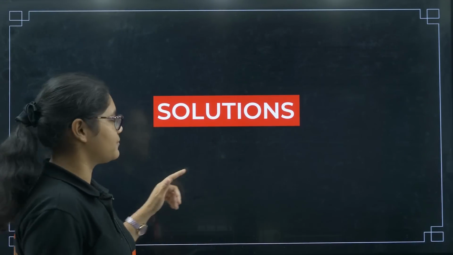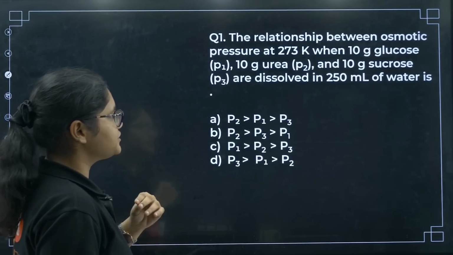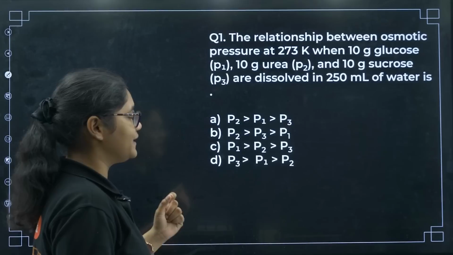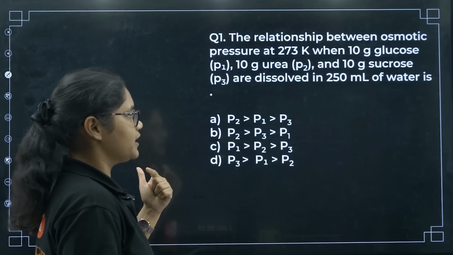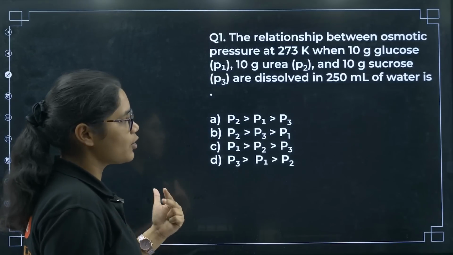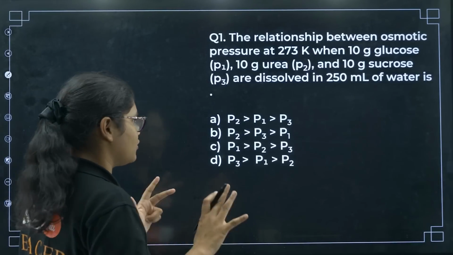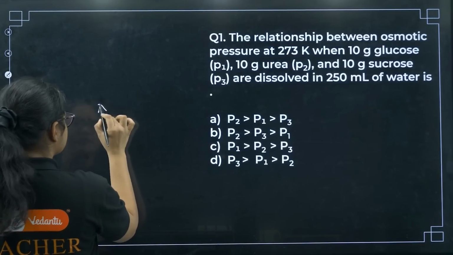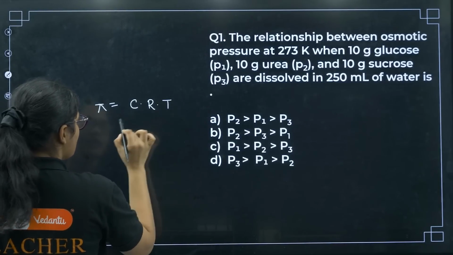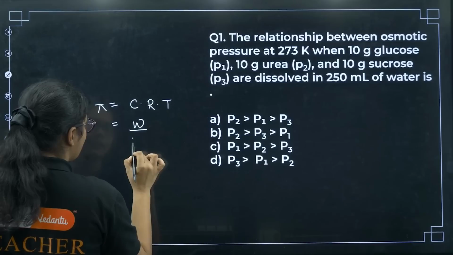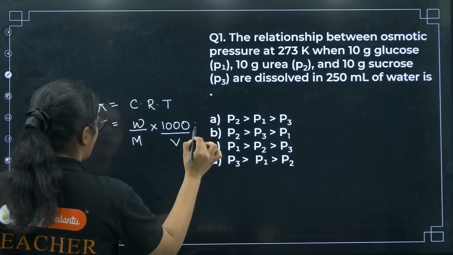The first one will be from the solutions chapter. The question here is the relationship between the osmotic pressure at 273 Kelvin when 10 gram of glucose, 10 gram of urea and 10 gram of sucrose are dissolved in 250 ml of water. This is a very tricky question, but not that difficult. We have osmotic pressure pi is equal to C into RT, right? C is what here? Molarity. How can I write here? Given mass by molar mass into 1000, by volume, R into T.